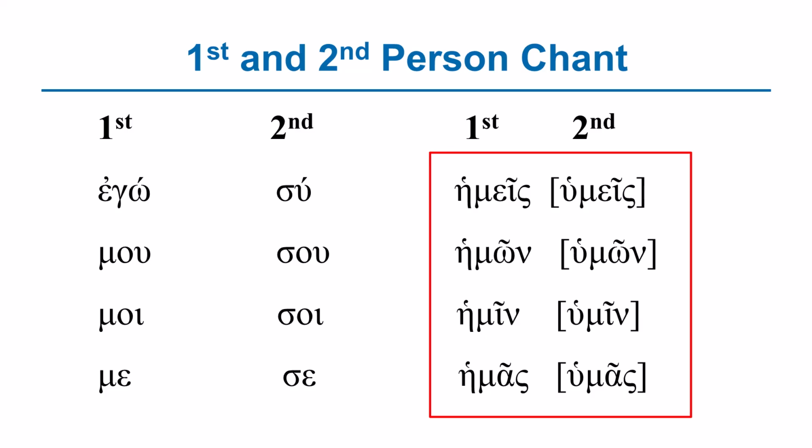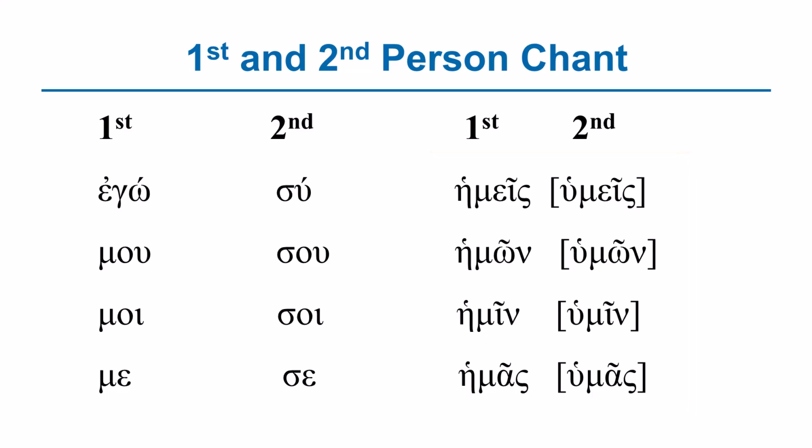You can see there is hemes, hemon, hemin, hemas, and in the second personal pronoun, you have humes, humon, humin, humas. So the difference between the first and second personal pronoun in the plural is that the first person uses eta and the second person uses upsilon. So you can see that it's very easy to know the paradigm when you see the two side by side. It's very easy to see similarities that will allow you to master the two paradigms easily.